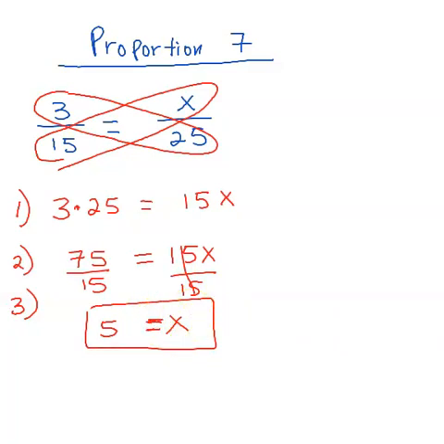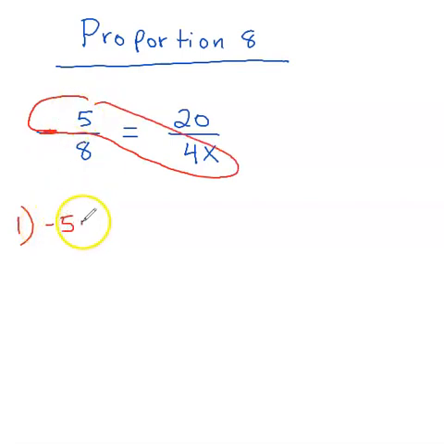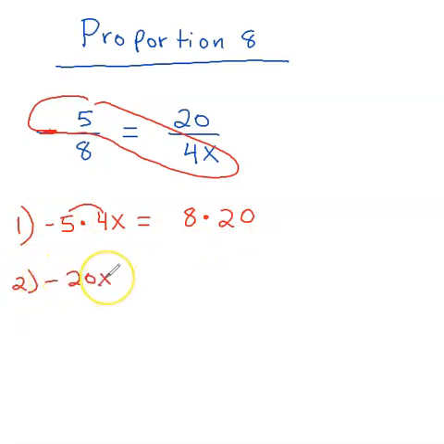All right. Proportion number 8. So same thing. Now you have a negative. What do you do when you have a negative? Let's see. This negative will belong to the first number 5 on the top. So let's do it like that. We're going to do negative 5 times 4x like this equals 8 times 20. So negative 5 times 4 is simply negative 20, and then you add the x there.